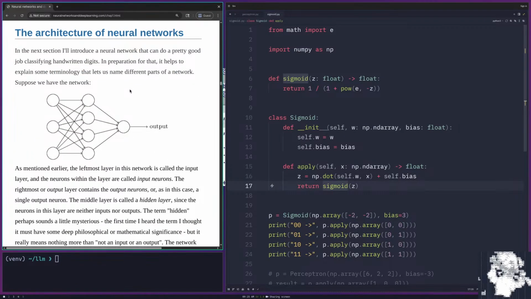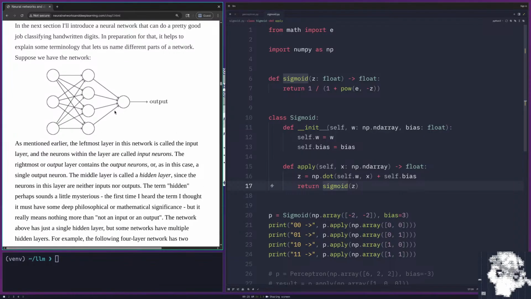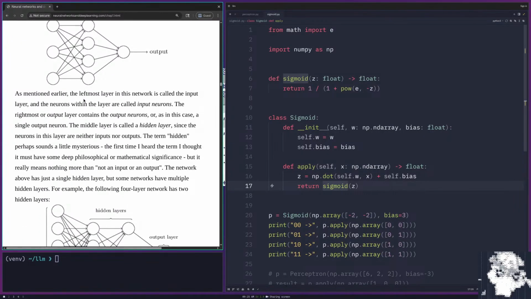The architecture of neural networks. In the next section, I'll introduce a neural network that can do a pretty good job classifying handwritten digits. In preparation for that, it helps to explain some terminology that lets us name different parts of a network. Suppose we have the network blah. As mentioned earlier, the leftmost layer in this network is called the input layer, and the neurons within the layer are called input neurons. The rightmost or output layer contains the output neurons, or, as in this case, a single output neuron. The middle layer is called a hidden layer, since the neurons in this layer are neither inputs nor outputs.